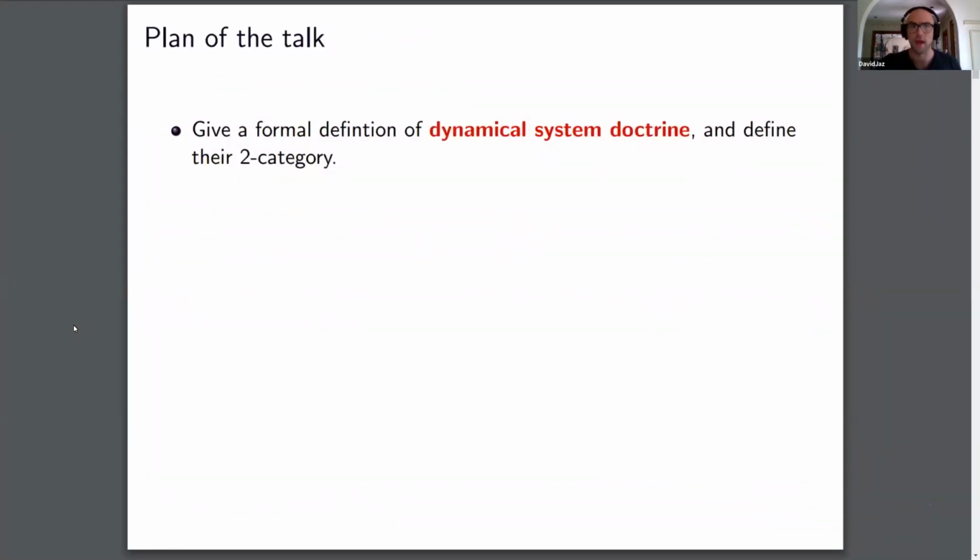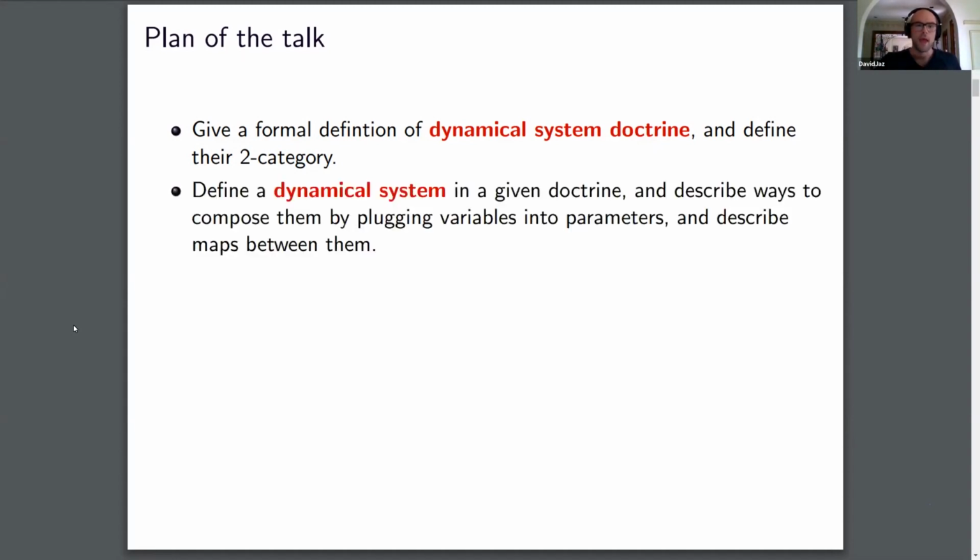So the plan of this talk is I'm going to give a formal definition of dynamical system doctrine, and I'm going to define their two category, and that's a lie. I'm just going to tell you they have a two category. And then I'm going to define a dynamical system in a given doctrine, and I'm going to describe the ways that you can compose them by plugging variables into parameters, and I'm going to describe maps between them. So you've already seen Giorgio's talk today about exactly how this way of plugging in dynamical systems into parameters using wiring diagrams. I'm going to go over that again.